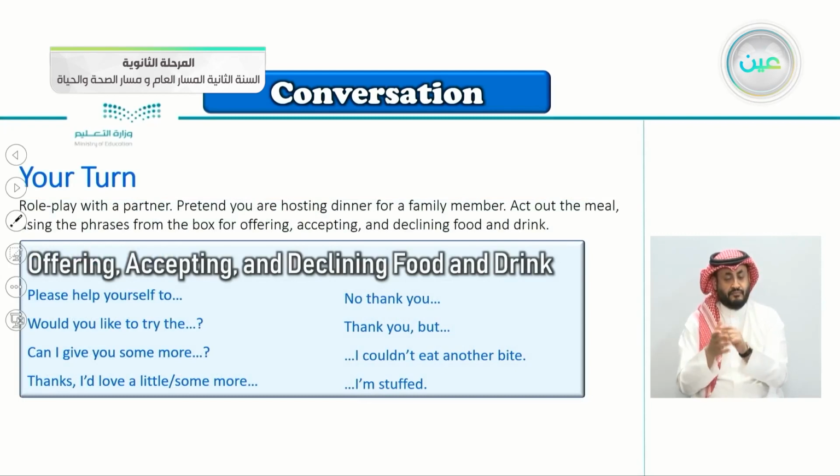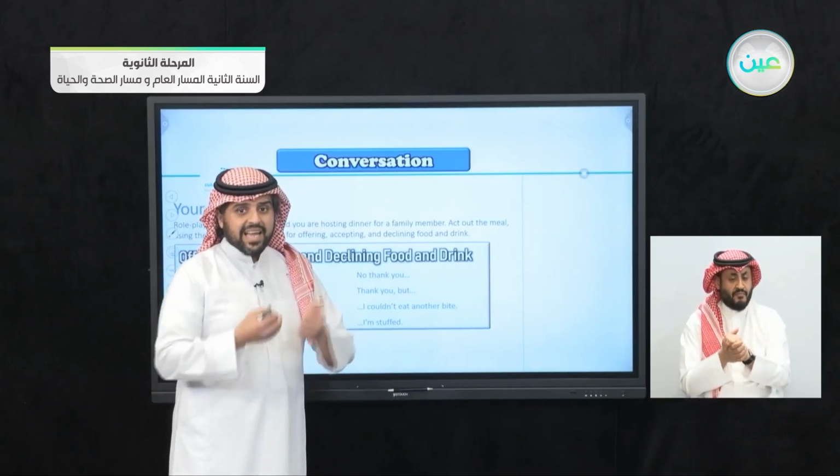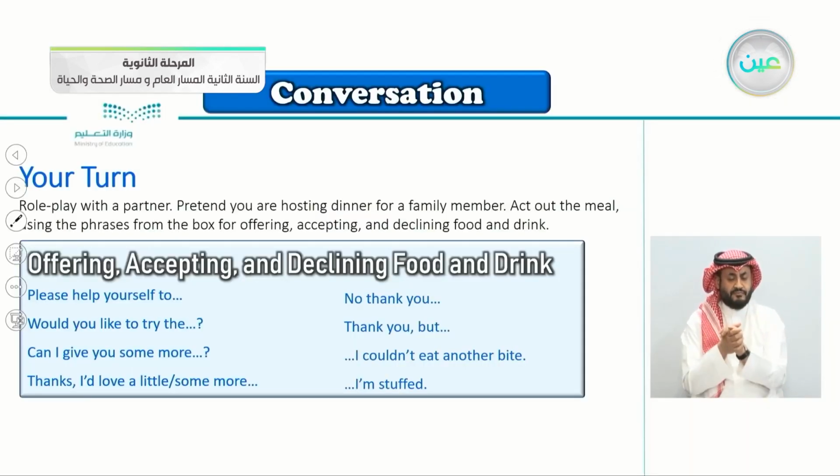Your turn here, role play with a partner. Pretend you are hosting dinner for a family member. Act out the meal. Use the phrases from the box for offering, accepting, and declining food and drink. When you want to offer food or drink, or decline it, and of course to accept it, this chart will help you.